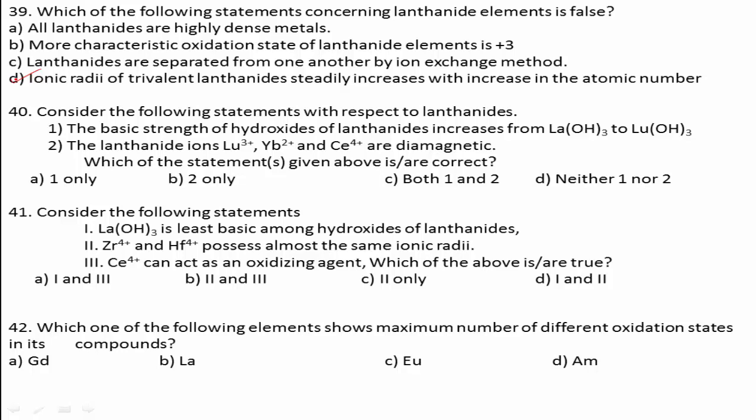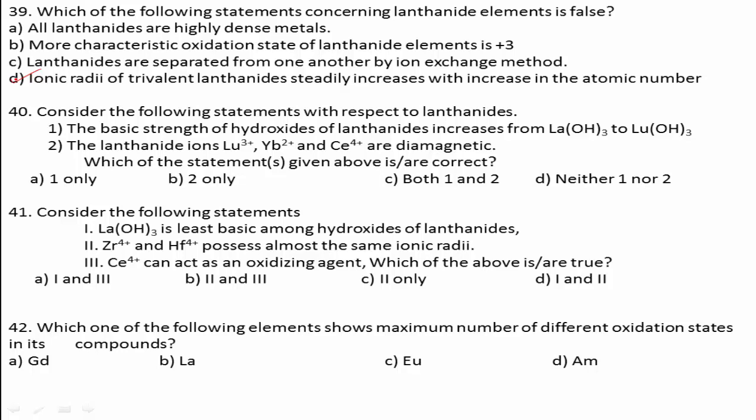Students, basic strength decreases from lanthanum hydroxide to lutetium hydroxide, meaning La(OH)3 to Lu(OH)3. Therefore, statement 1 is incorrect. Then the given ions contain no unpaired electrons. Therefore, these are diamagnetic. Hence, statement 2 is correct.